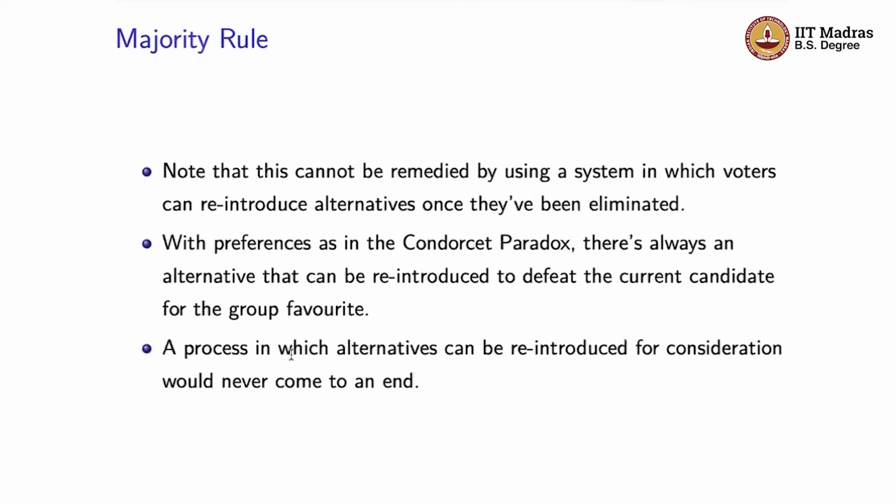So one question is, can we not remedy this by changing the system so that even if you are eliminated once, in order to be considered the group winner, you have to not only defeat the one who is in front of you, but you also have to defeat the alternative which was voted out earlier, right? However, as you can see, if you have preferences like the ones that we discussed during the Condorcet paradox, there's always an alternative that can be reintroduced to defeat the current candidate for the group favorite, right? So in this case, there would never be an end to this process, and we'll keep on going forever, right?